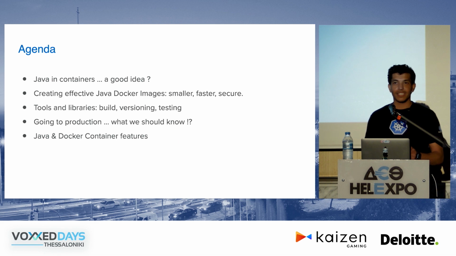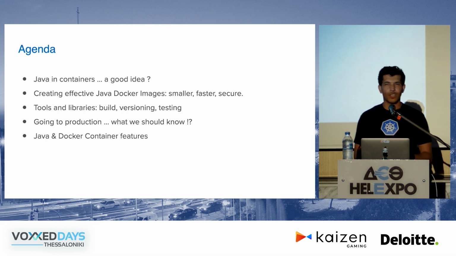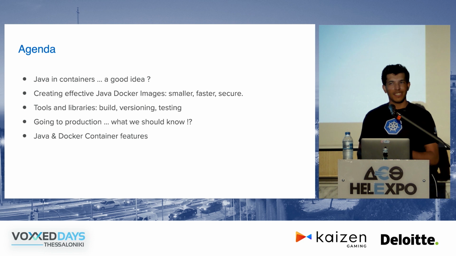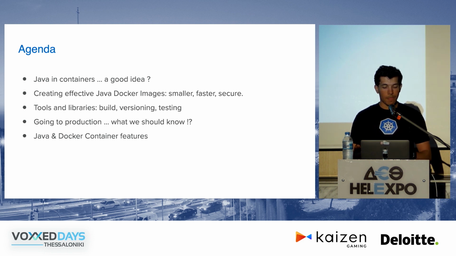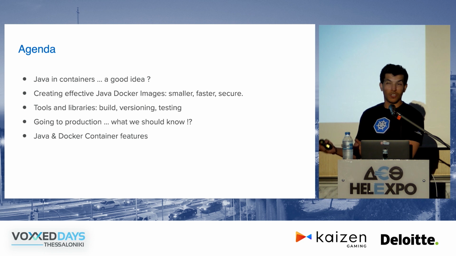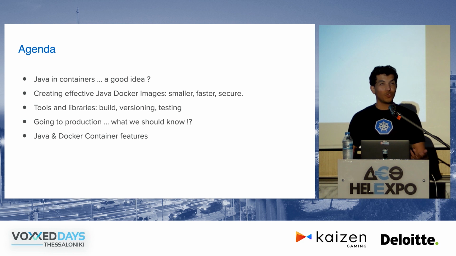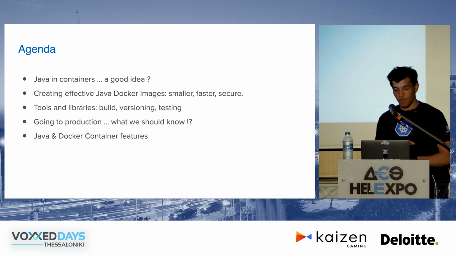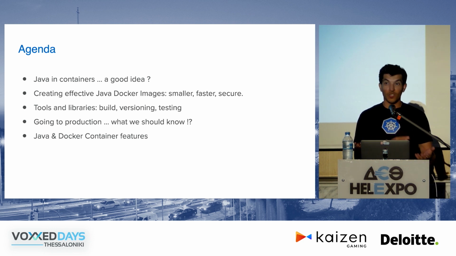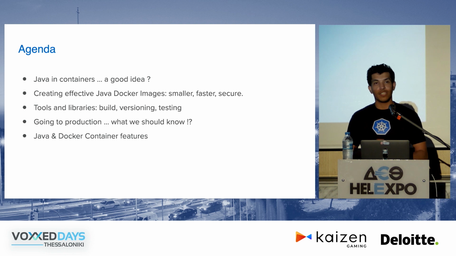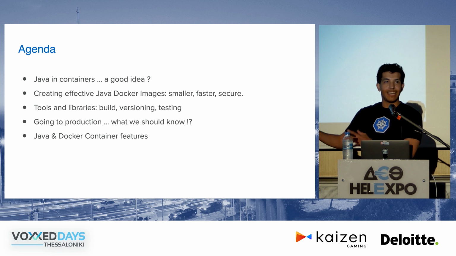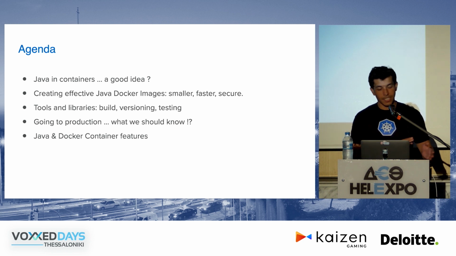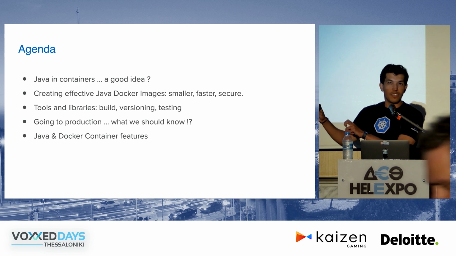So this talk today will basically highlight his story, starting with somehow the philosophical question. Should I actually use containers? Is it a good idea? We will see afterward how we can create effective Docker Java images that are faster, smaller, and secure. We will see some tools and libraries that make working with Java and Docker a lot easier and hopefully more fun. And we will see the things that we should know and the things that we should avoid before putting a Java application into production. And finally, we will see all the features that have been added to Java, and believe me, it's going to be a lot, to make the Java or the JVM more container aware.